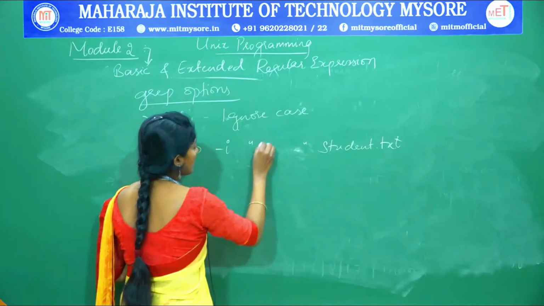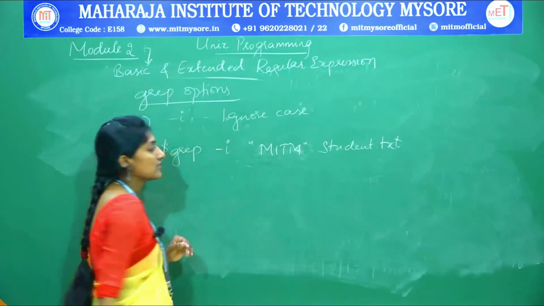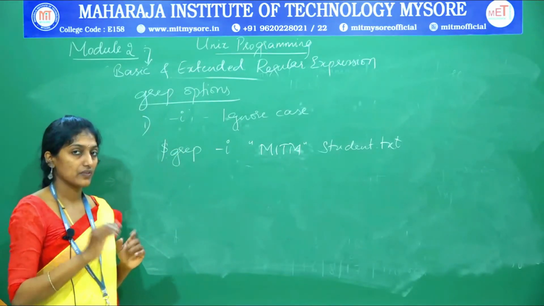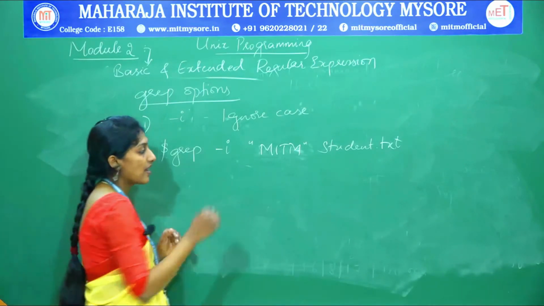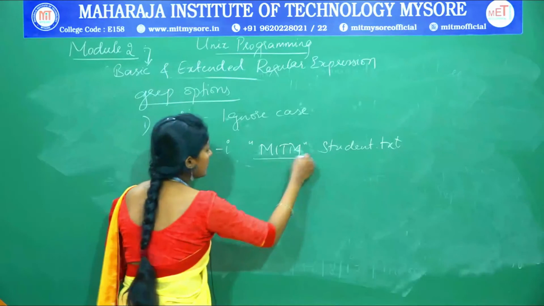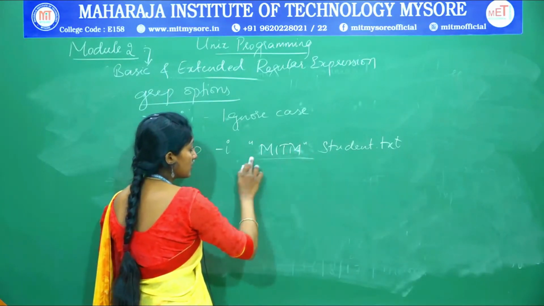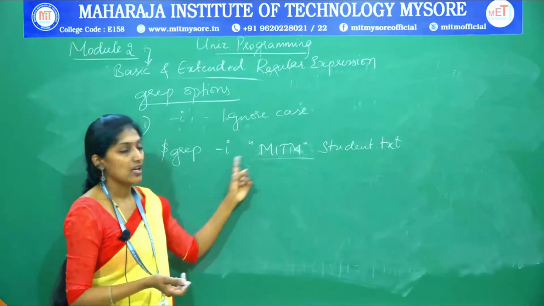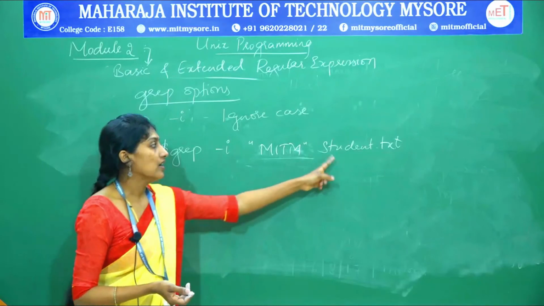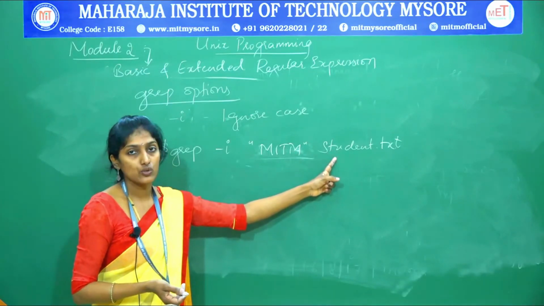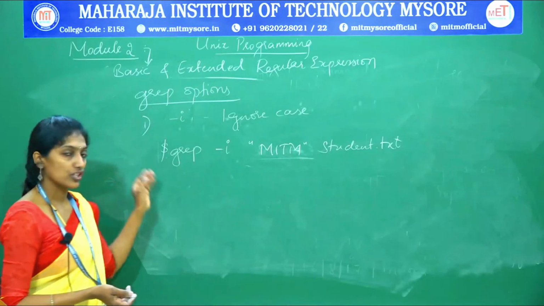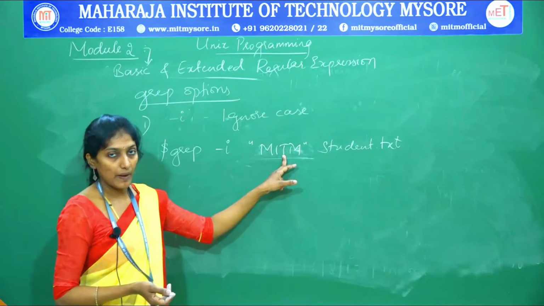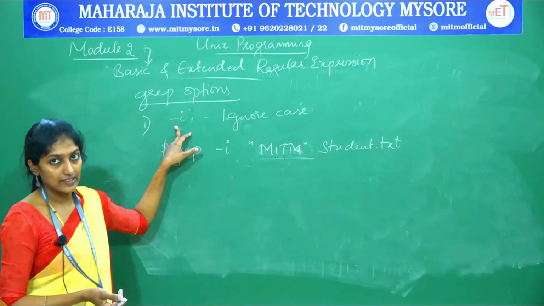Or let me take our college name itself, that is MITM. But in the student.txt file, I had given MITM in smaller case, right? So here, if I give MITM like this also, it is going to ignore the case, whatever the case given within a pattern, and list out all those lines from the file student.txt with the MITM pattern. So that is what -i does here.